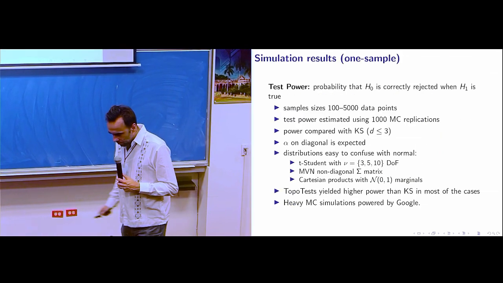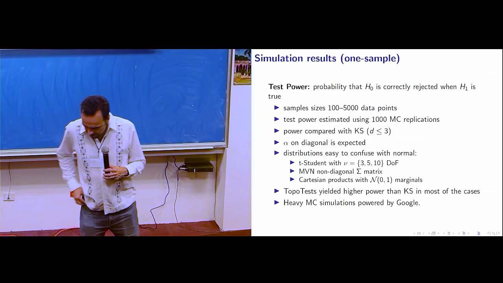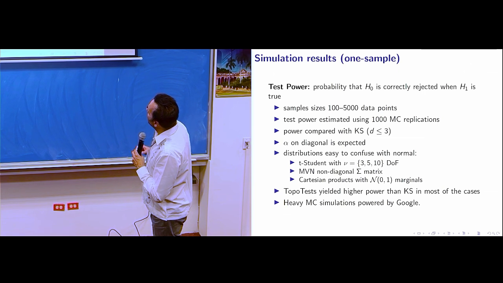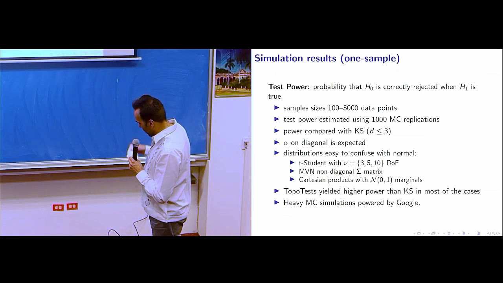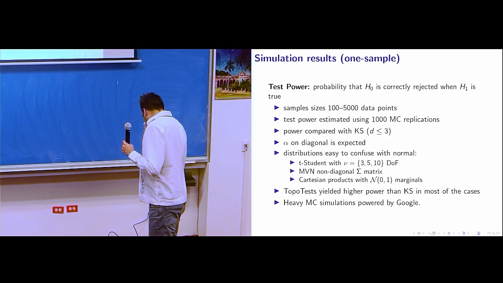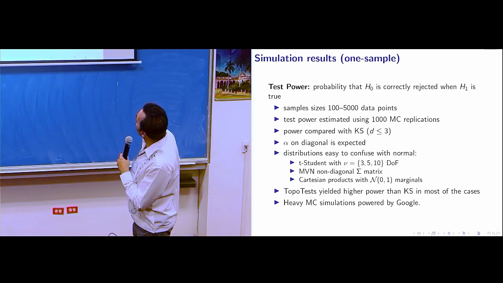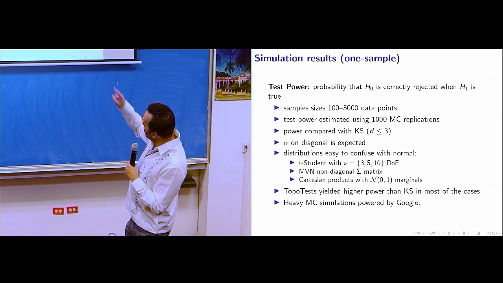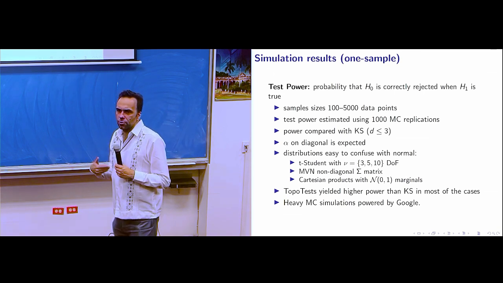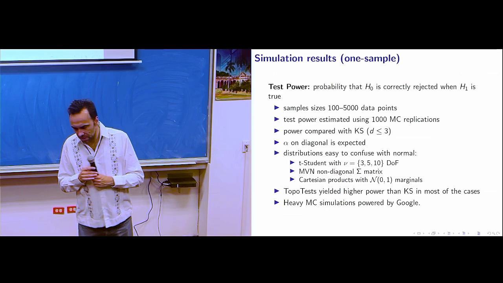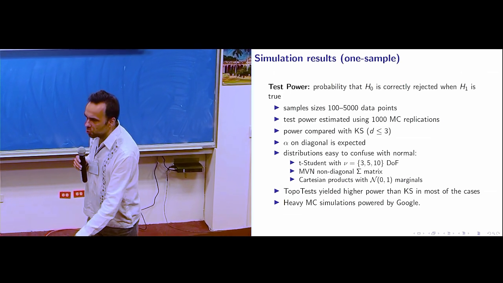So we actually then would like to discuss a practical validation of the method. So I will be using this concept of the test power, which is the probability that the null hypothesis is rejected where it should be rejected. So if the null hypothesis is false, we want to reject it. So we want this probability to be as close to 1 as possible.